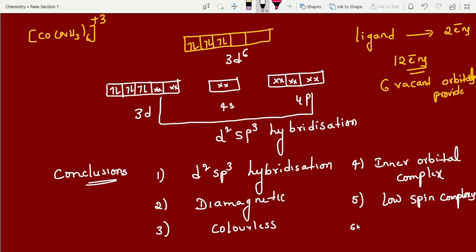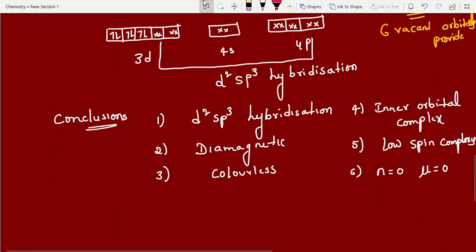Now, next one, last point, n equal to 0. That means unpaired electrons is 0, mu also 0. That is, magnetic moment is 0. Next one more point, shape and structure. That is also important. Let me complete. Octahedral shape. Structure. I am going to draw the structure.